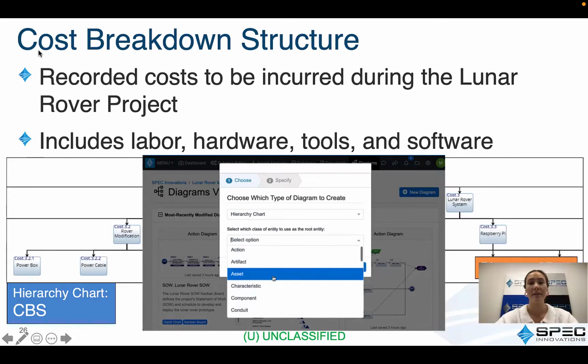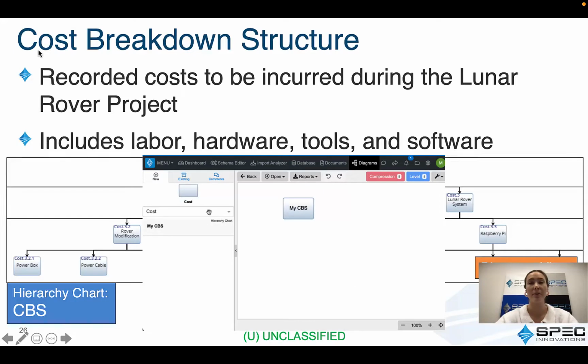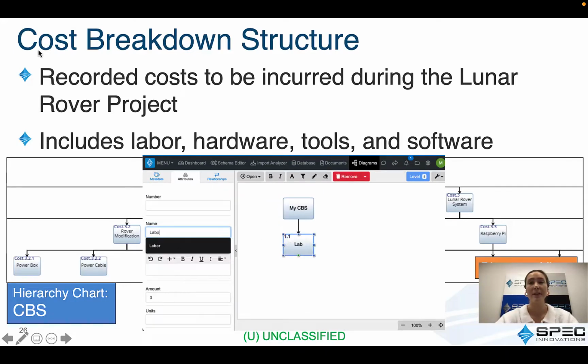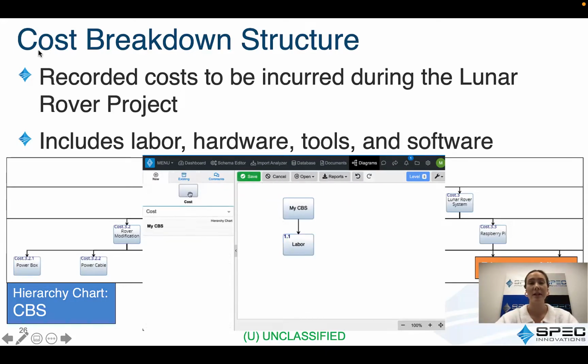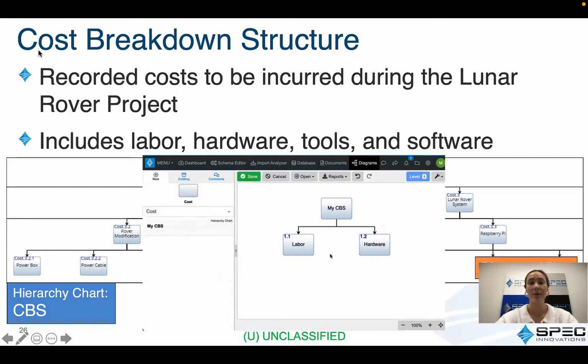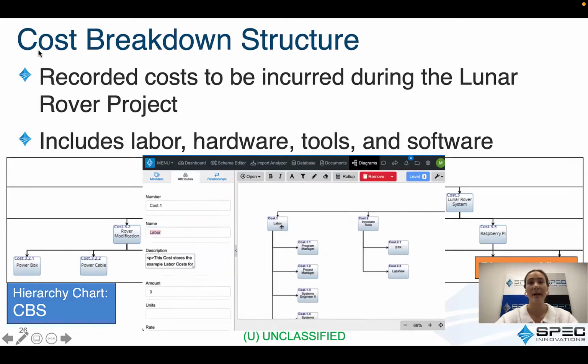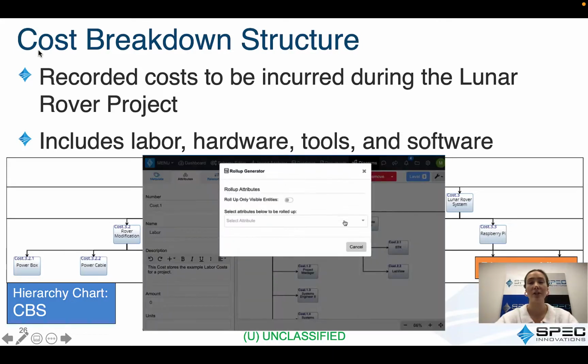Once the parent cost entity was created for the hierarchy chart, it was decomposed into 4 types of costs incurred by the Lunar Rover project. This was labor, Innoslate integration licenses, rover hardware, and tools used to build the rover. This decomposition was done for easy roll-up and calculation of the total cost incurred for each type.